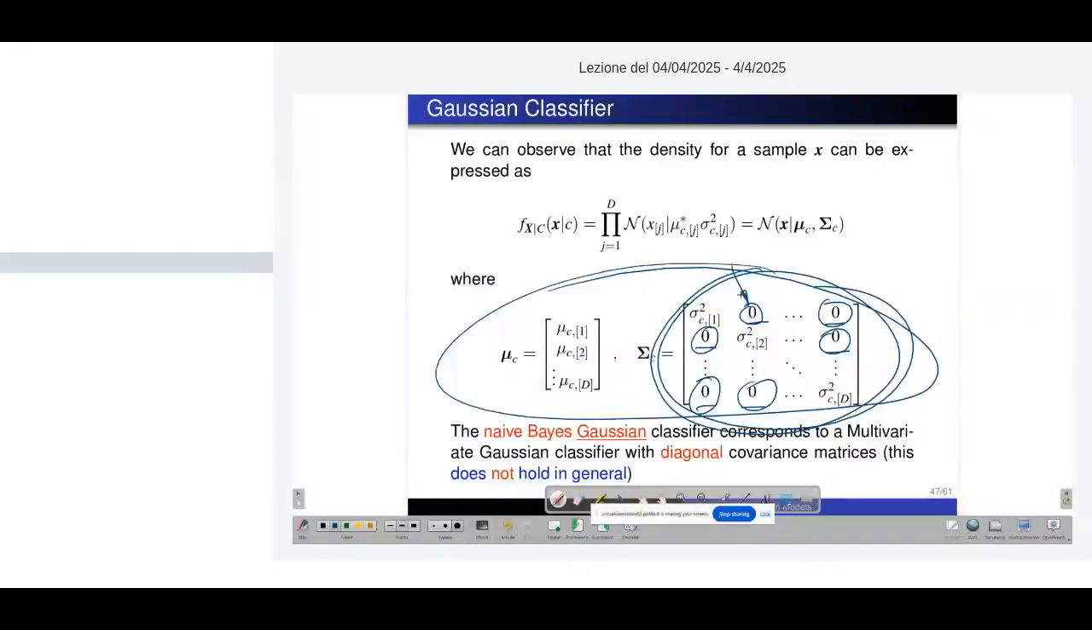Rather than estimating these values, they are assumed to be zero because our model assumes that the features are independent. And here we have the variances, that is the diagonal of the covariance matrix.